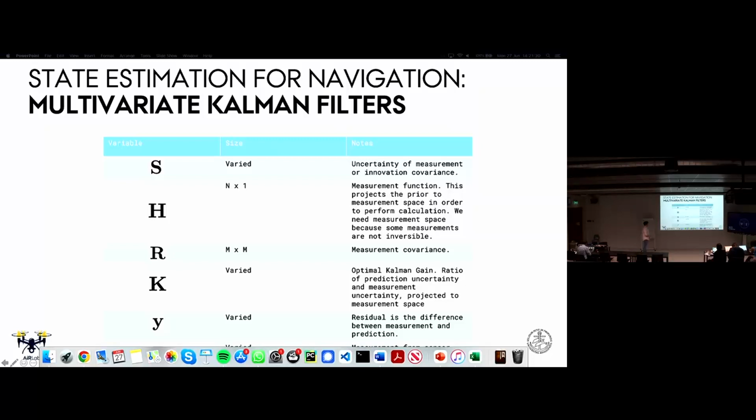And K, we kind of covered. This is the optimal Kalman gain. This is something we've talked about, which is the ratio between the measurement and the actual update. This is a term called residual. You can think of this as the difference between the measurement and the prediction.